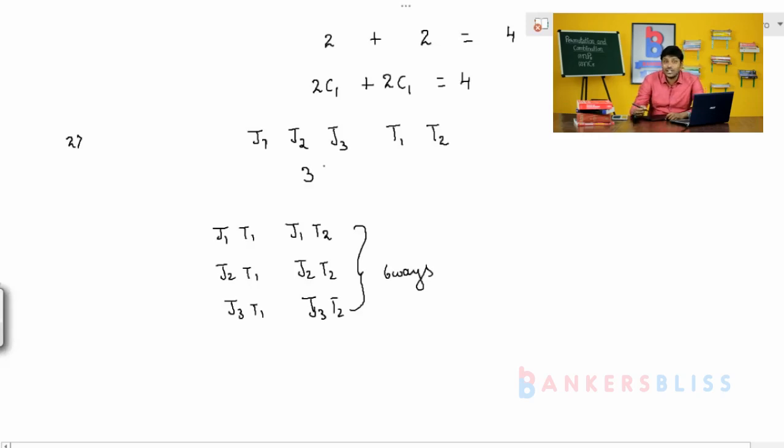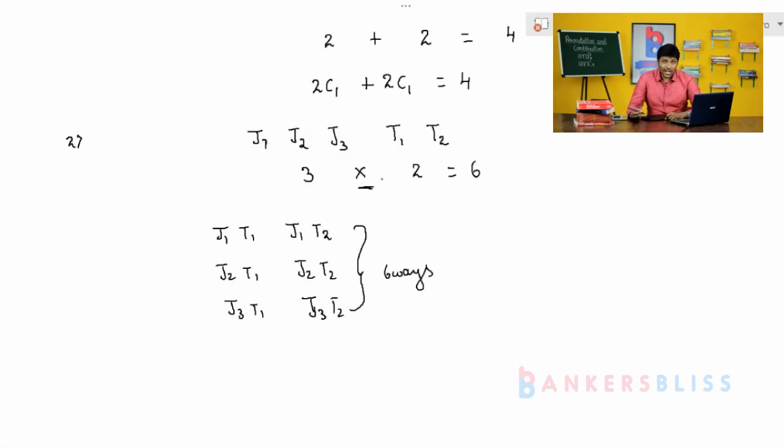There are 3 ways to select one jeans, and 2 ways to select one t-shirt among 2. So how can you get 6? Only after multiplying can you get 6. Because of this reason you have to multiply. Now you have learned why you have to add, why you have to multiply, and when to do each. When you get the OR condition, you add. When you get the AND condition, you multiply.